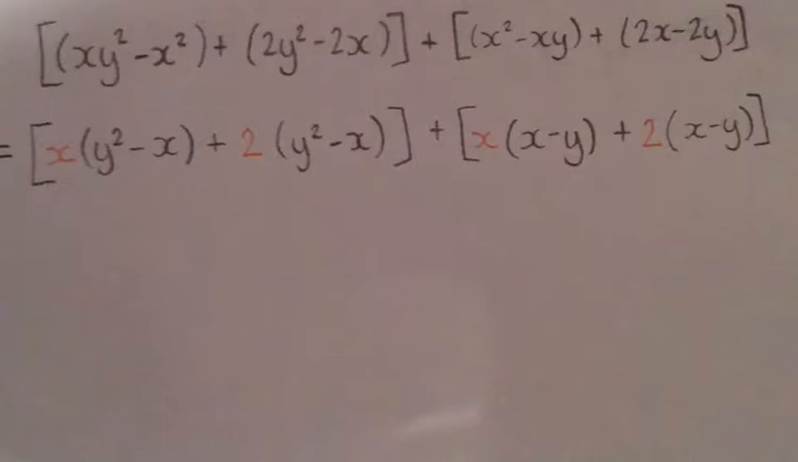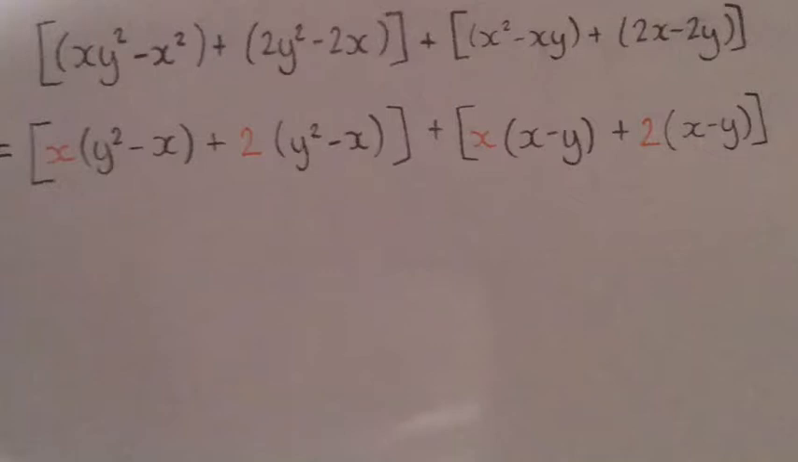In the first set of brackets, altogether you should have x bracket y squared minus x plus 2 bracket y squared minus x. Let's take a look at our second set of brackets in this equation. Inside, there are 2 equations in separate brackets. Let's take a look at the first one.